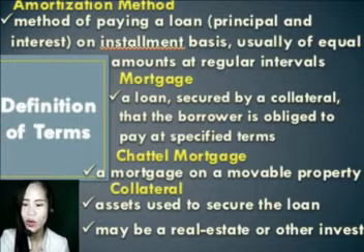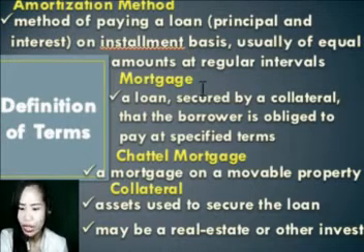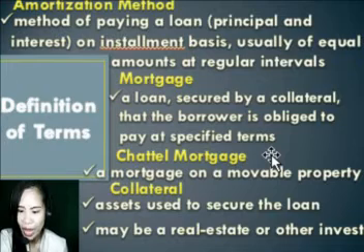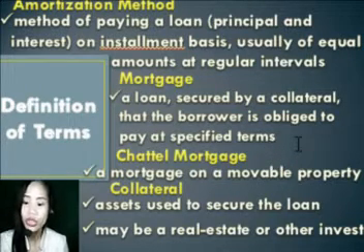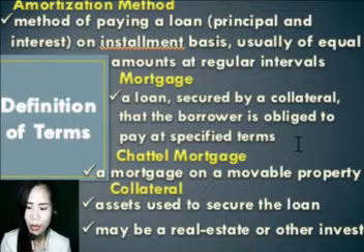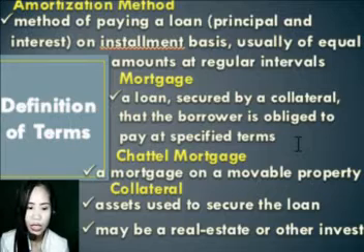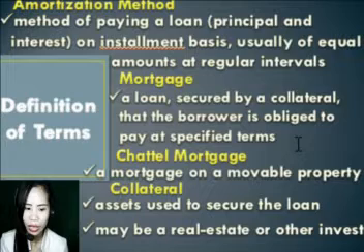Next is what we call mortgage. A mortgage is a loan secured by a collateral that the borrower is obliged to pay at specified terms. So, this is a loan secured by a collateral. Maybe, for some cases, your loan is really a big amount, therefore it needs a collateral to be secured.